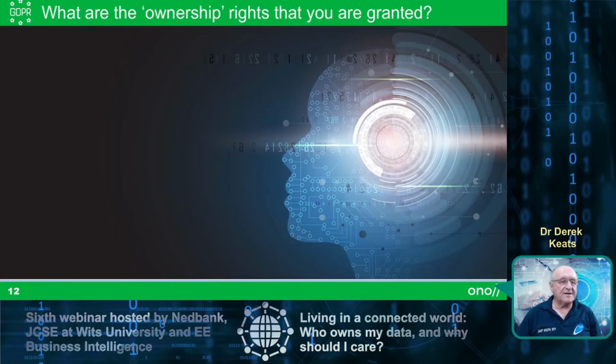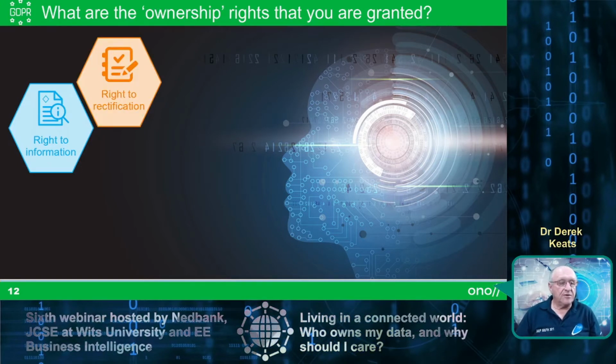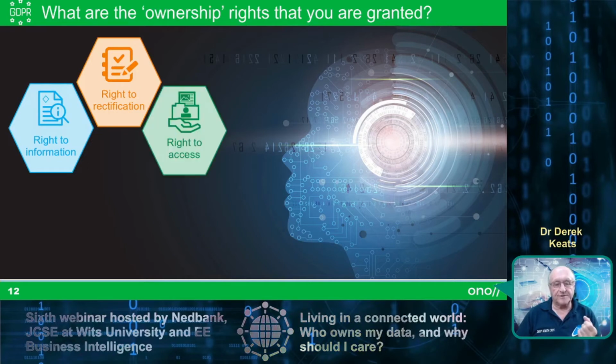So what are the ownership rights that you are granted in GDPR and other related legislations? One is the right to information. So if someone has information about you, you should be able to know what information they have and what they're doing with it. You have a right to rectification, which means if they have information about you and something is wrong, like maybe they have your address wrong, or maybe they spelled your first name wrong, you have a right to correct that and ensure that it is correct when the data are further processed.